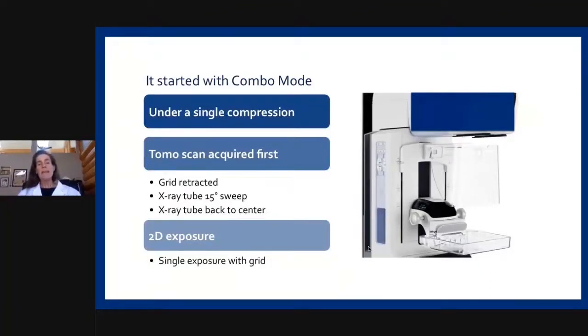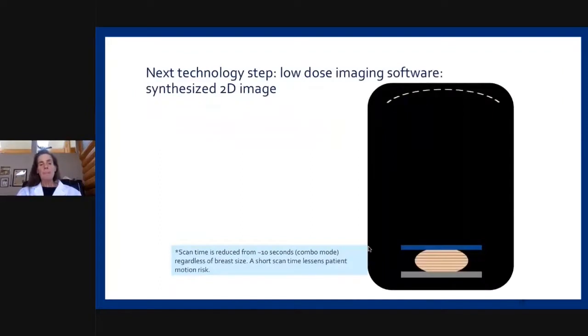And so where we started was back, once the Hologic was approved back in 2010, 2011 by the FDA, it really started with a single compression where we did a tomosynthesis scan first, the grid was retracted, and they did a tomosynthesis sweep. And after that, there was a 2D exposure where there was an exposure with the grid. So that was what we called the combination mode. And so the next step after the combination mode was the synthesized view, which again, I think really was an advantage for our patients.